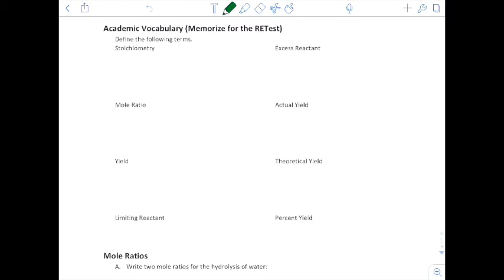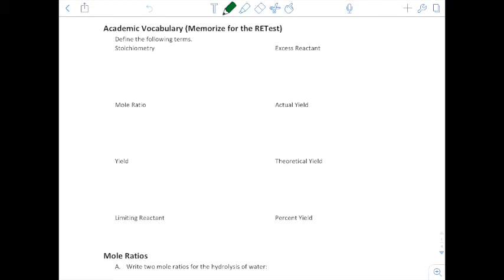Yield. Yield is another way to say what is produced. It's the amount of product produced in a chemical reaction. Your limiting reactant is the reactant that is completely consumed and is used to calculate the theoretical yield. Excess reactant is the reactant that remains after the reaction is complete. The actual yield is the amount of product that is collected from a chemical reaction.